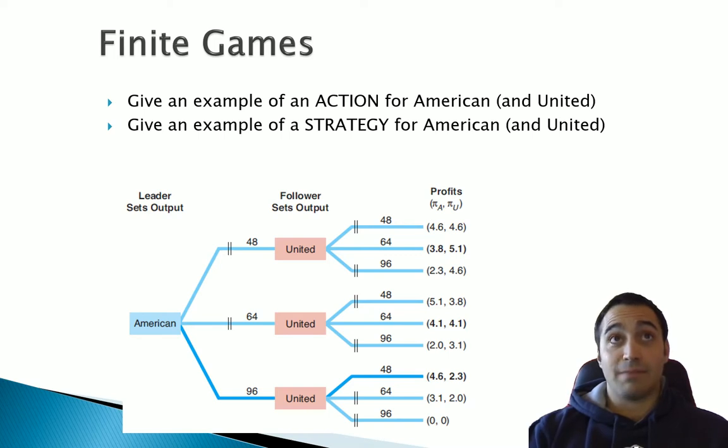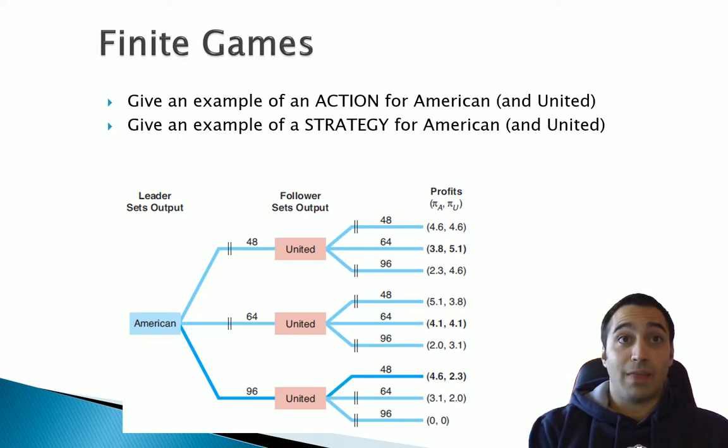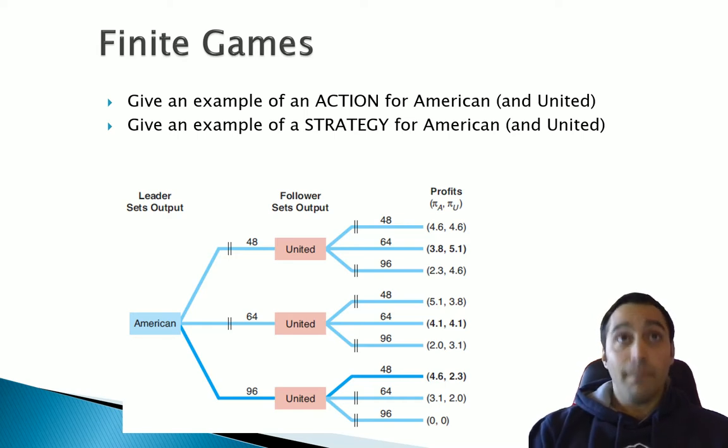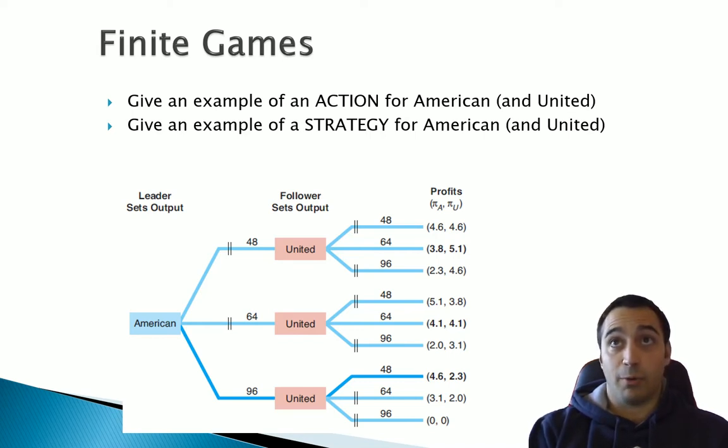All right, so this is a finite dynamic game. In this, we will say that American Airlines chooses either 48, 64, or 96 flights per day. United observes this, and then they choose 48, 64, or 96 flights in each of these three cases. So, take a minute and see if you can define for us what an action is for both United and for American, and what a strategy might be for both American and for United, using the definitions we just went over. Go!